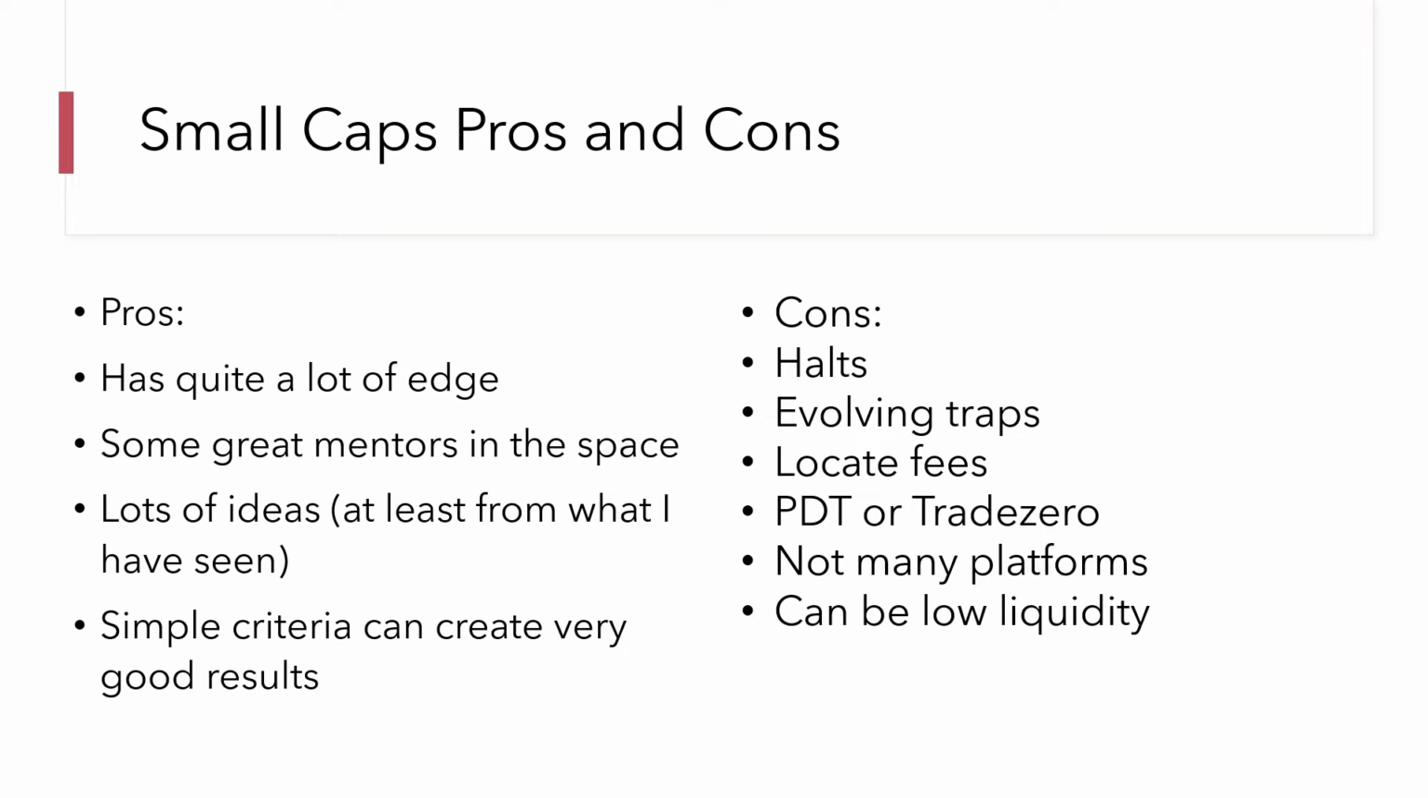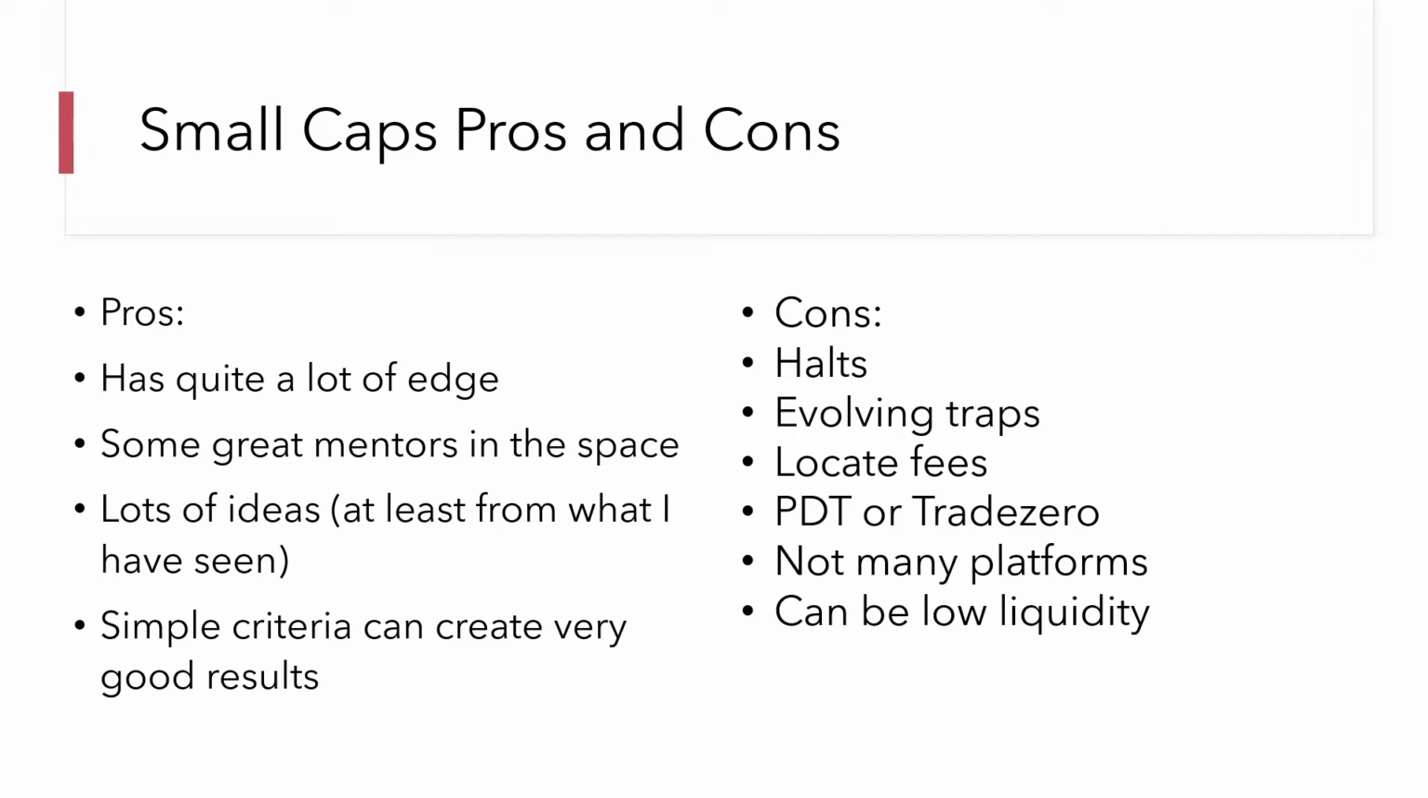Cons. Now there's halts. Halts is something I hate personally. I do not like halts. It leaves me very unexpected. If it's a news halt, then that's pretty crazy. Statistically it does work in your favor if you're shorting, but it can be crazy. So yeah, halts is definitely number one con.